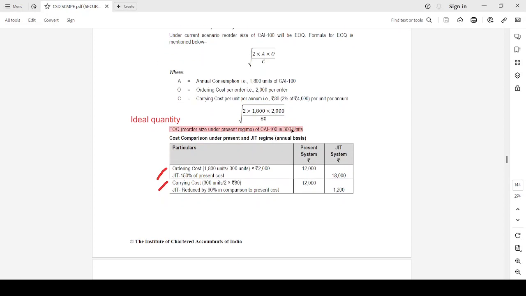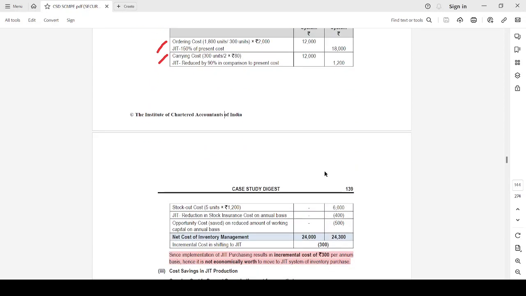So ordering cost will be, I am going to have 1800 units of demand, and per order I am going to do 300. So 1800 divided by 300 into 2000, 12,000. Then carrying cost. Generally what happens, I am buying 300. Will I keep every 300 in stock? No, something will be in production, something will be somewhere else, work in progress, right? So on average I will take some amount. The average is here 300 by 2 into 80 rupees, 12,000 again. And this is the current cost, 12,000 plus 12,000 plus 4,000.